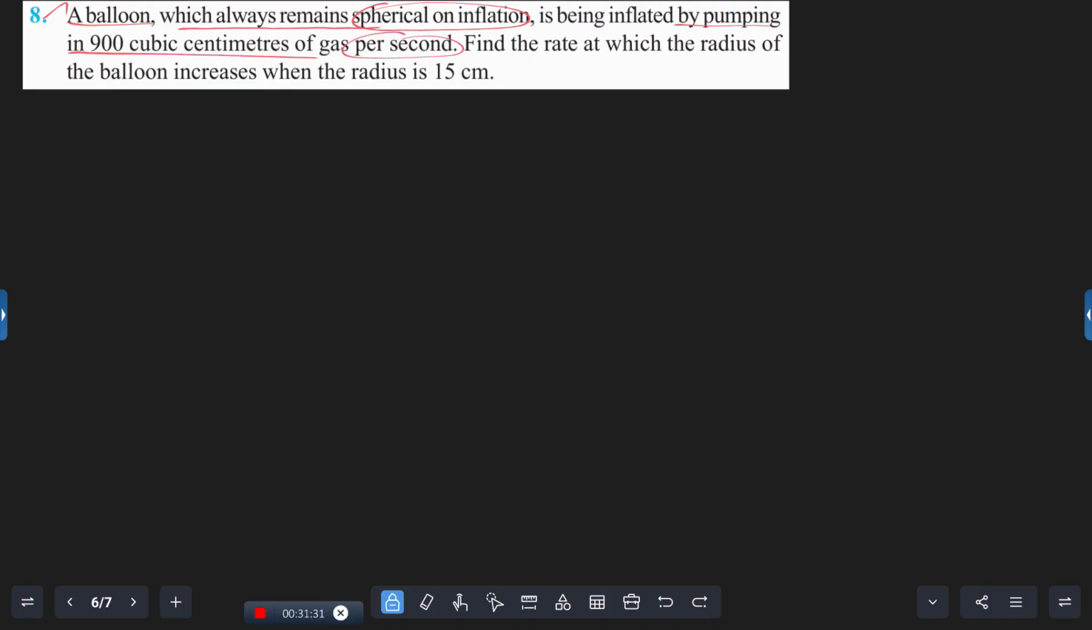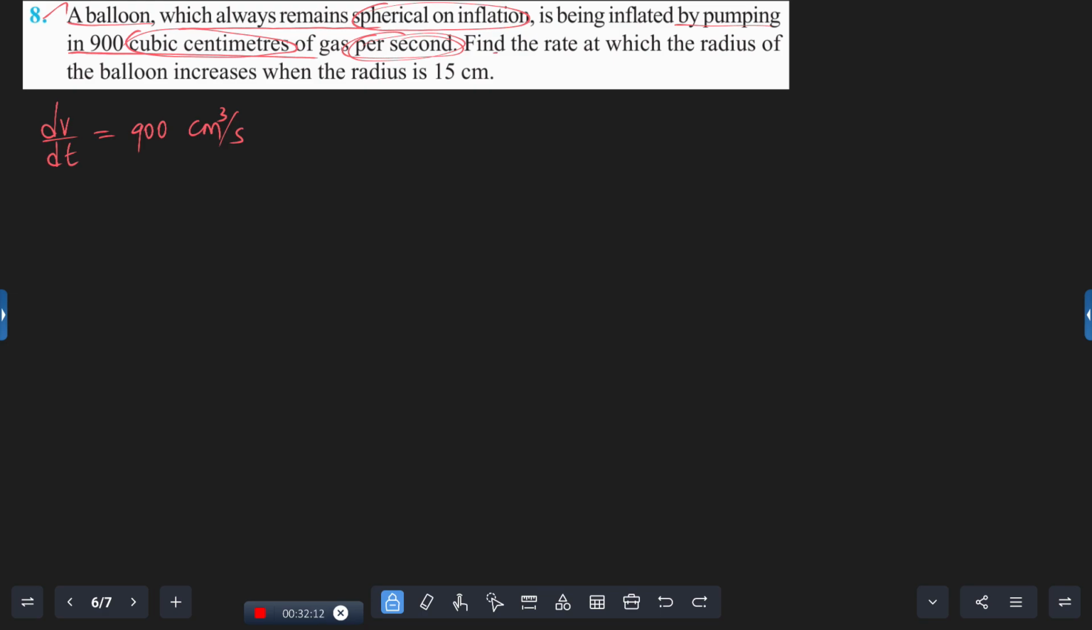Children, listen. Did they mention anything? What is increasing here? Can anyone tell me? It means volume will be increasing, you have to say. Cubic centimeter is given, so it will be volume only. So dV divided by dt is equal to 900 centimeter cube per second. Very important: understanding the question.